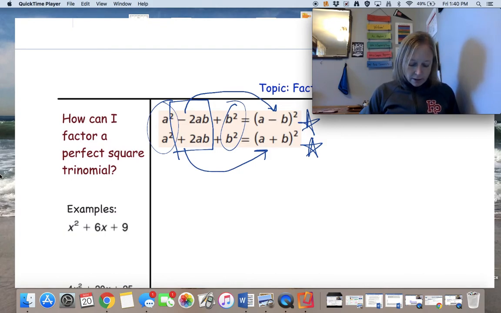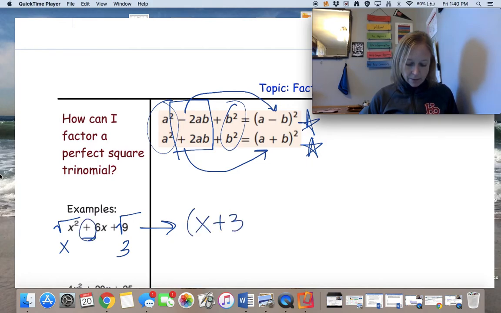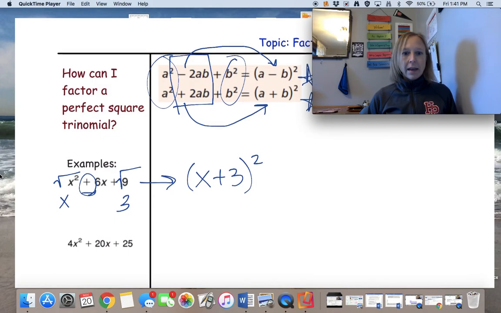If I check this, the square root of x squared is x, the square root of 9 is 3. They're both perfect squares. 2 times 3 times x is 6x. This is a perfect square trinomial. So now what I can do, since there's a plus sign right here, I can factor this to write x plus 3 quantity squared.